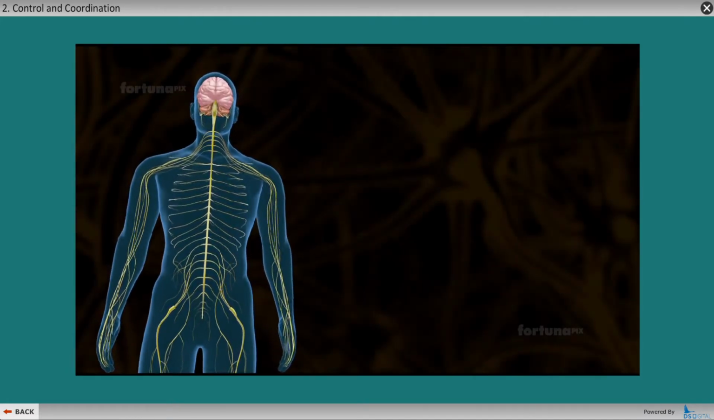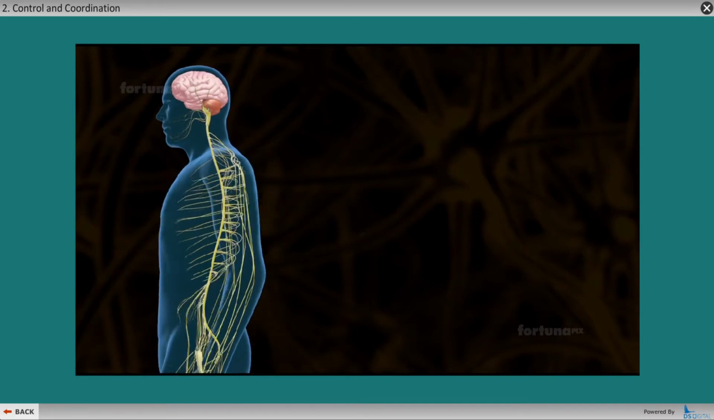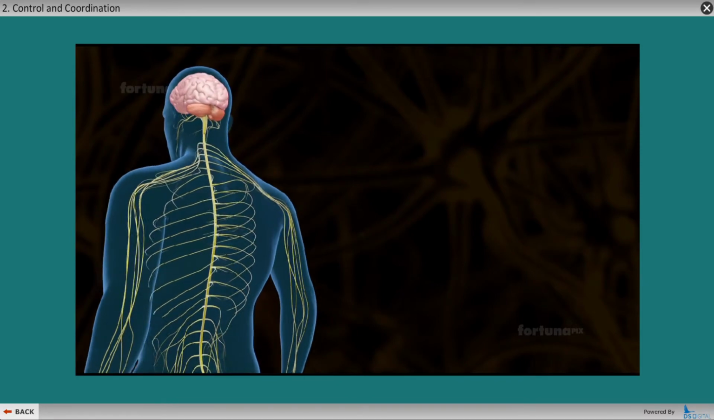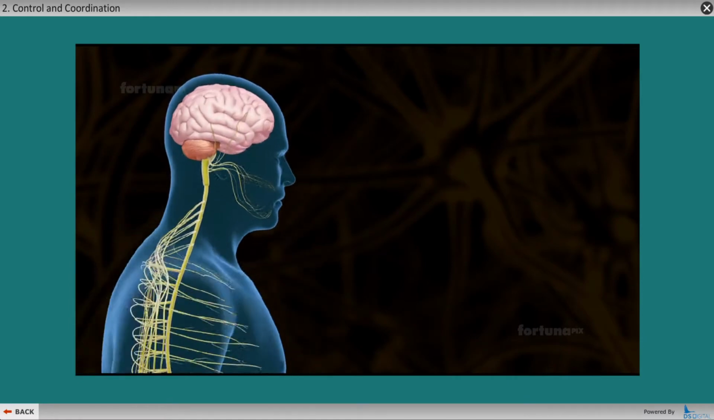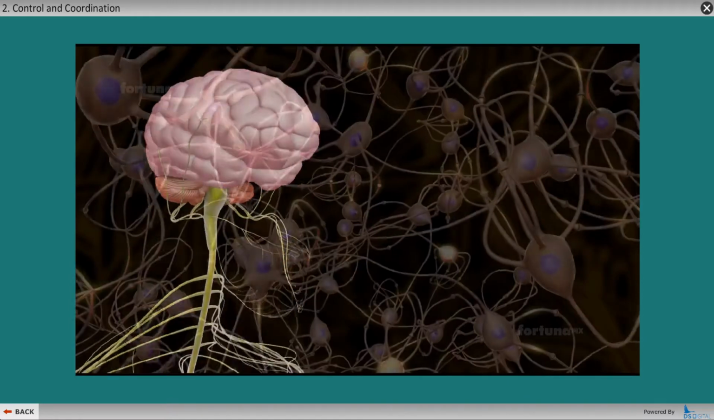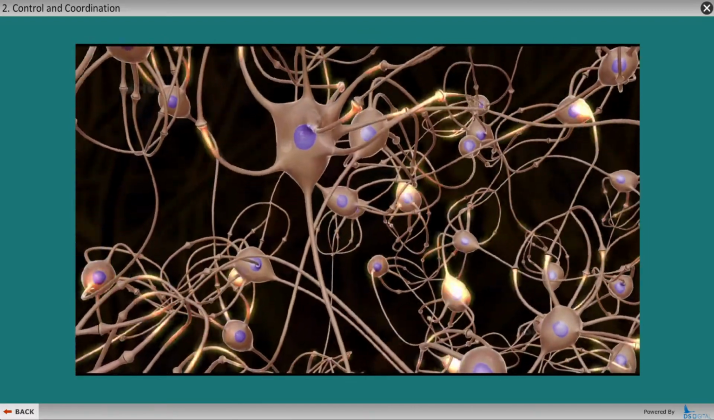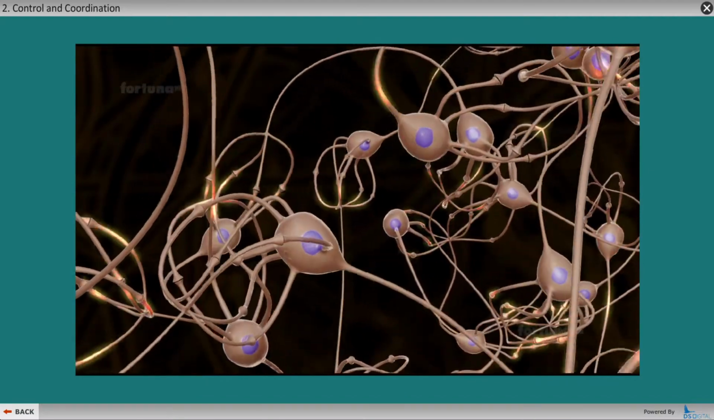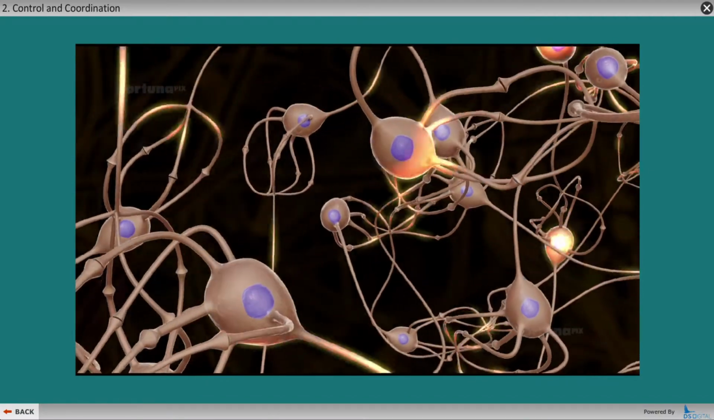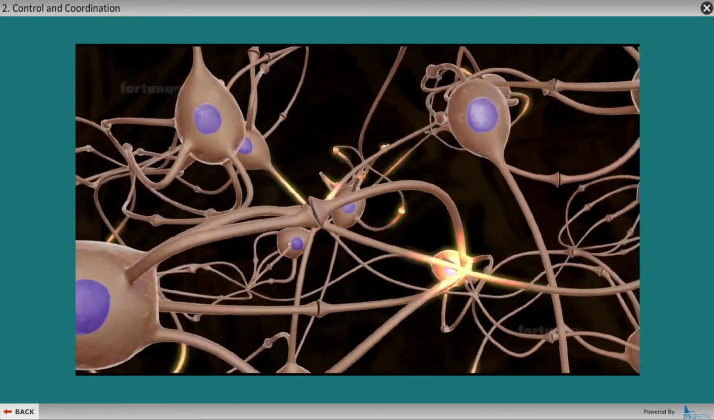We tend to think of the nervous system primarily as having to do with stimuli response, but it also works to control and coordinate the functions of the body. The nervous system is composed of billions of cells known as neurons. These tiny cells carry the messages of the body in the form of electrical signals known as impulses.